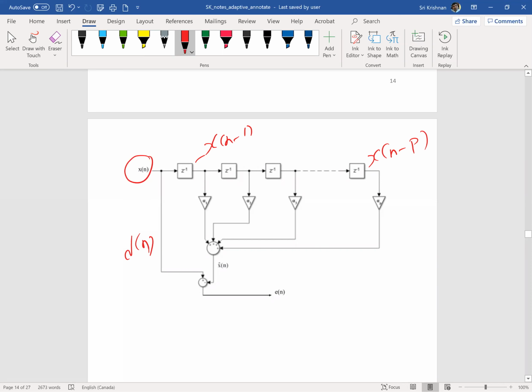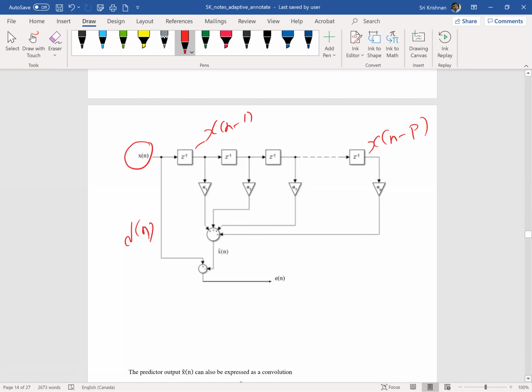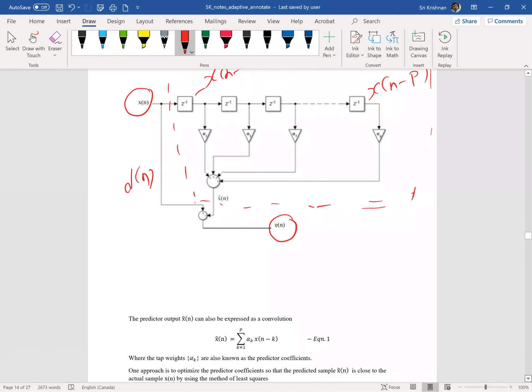We will see very soon the convolution expression of the output of the filter. This part is the role played by the predictor or the filter, and anything outside the dotted lines, especially the xn entering the system, plays the role of dn. So this error function is trying to minimize the difference between dn and the output of the filter or the predictor; the names are used interchangeably.